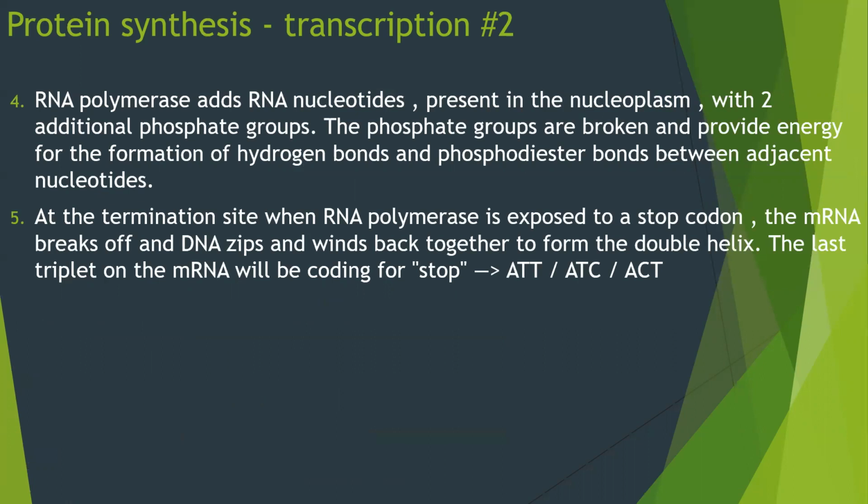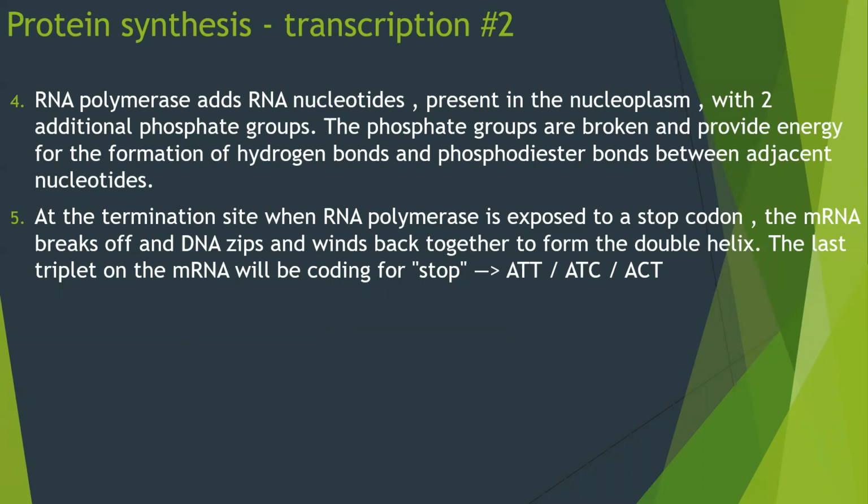And the RNA nucleotides, again, they must be phosphorylated, or they have additional phosphate groups. So the phosphate groups are also broken to provide energy. And the breaking of these bonds does provide a lot of energy. And it's important because, again, we need to form hydrogen and phosphodiester bonds to form a single polynucleotide RNA strand.